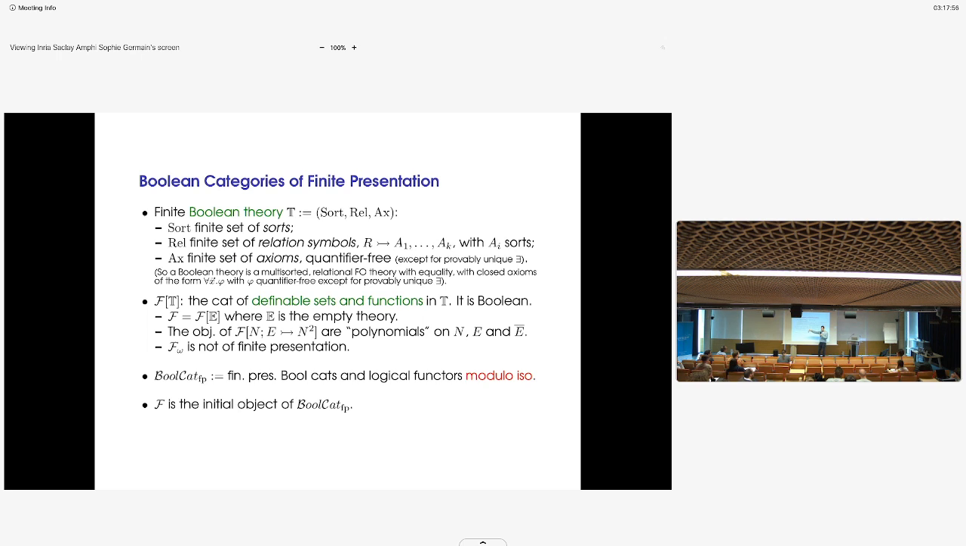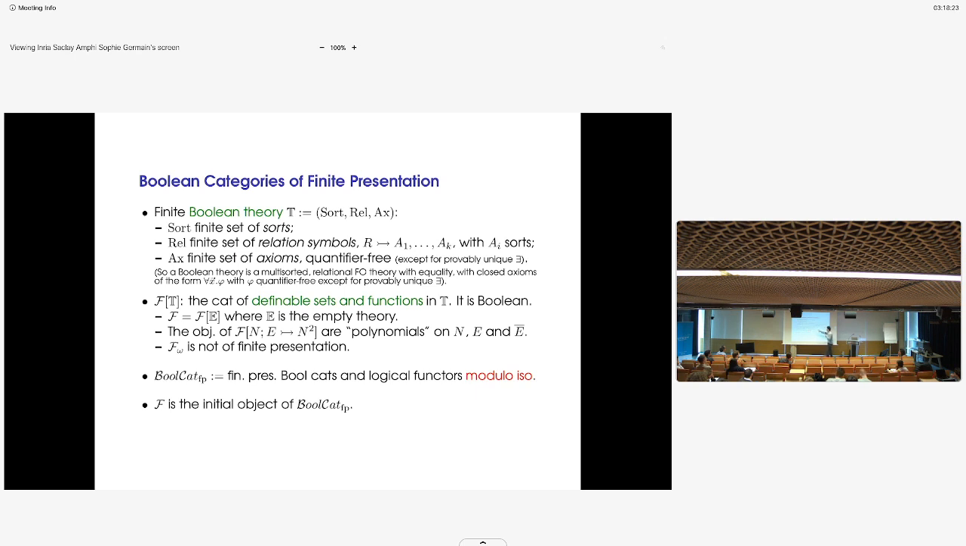Another very trivial example is the syntactic category of the inconsistent theory, which is just the one object and one morphism category. And then another example here, for example, is the theory of graphs. You have a sort, which represents the set of nodes of the graph, and a binary relation symbol, which represents the set of edges.